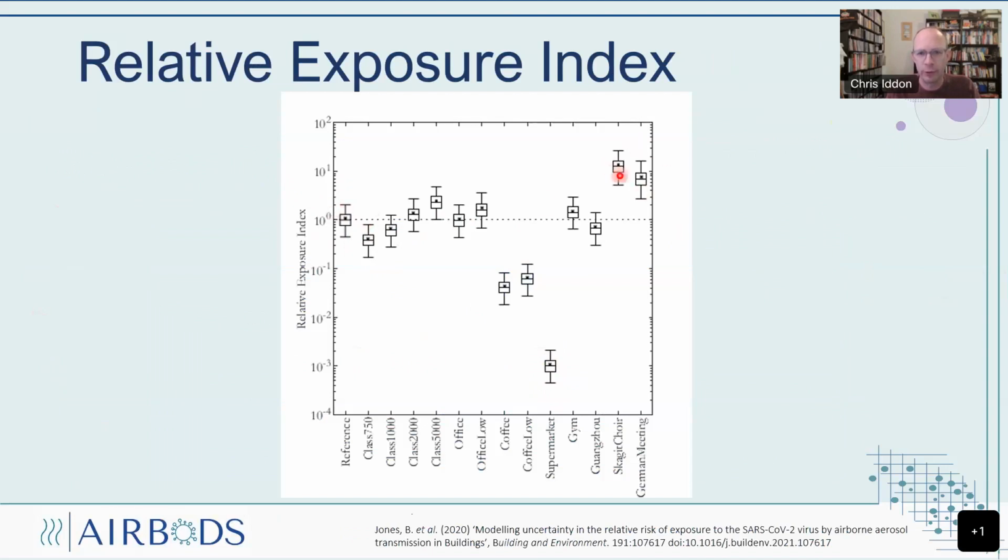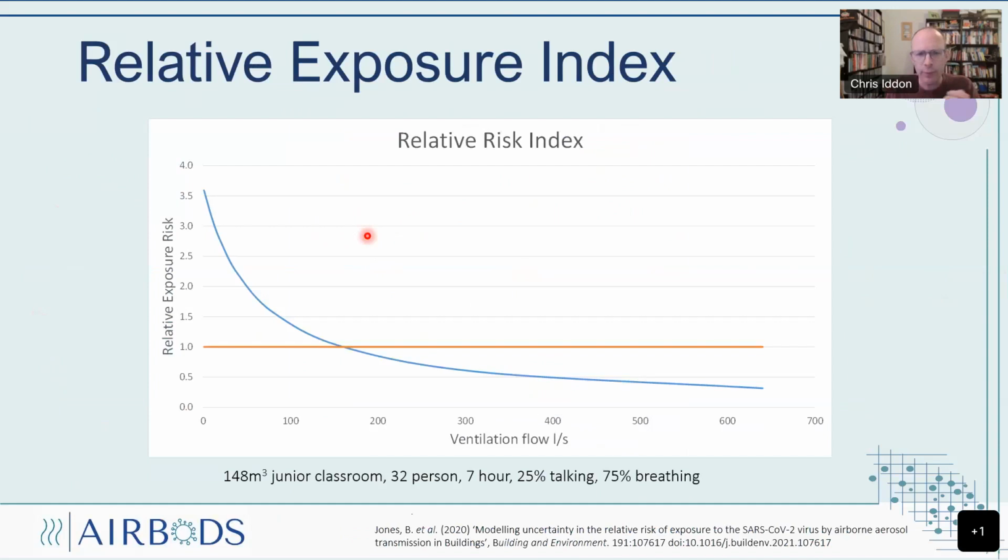Likewise, if that same infector had been in the Skagit choir singing for a couple of hours, then the inhaled dose might have been about 10-fold greater than it would have been if you'd spent 7 hours in the reference case. So this is our relative exposure index, but it gives us no idea about the absolute risk. For example, there may be no infectors in the space, or the infectors may have a low emission rate of virus in the first place. What it does allow us to do is to see how ventilation might reduce the relative exposure risk.